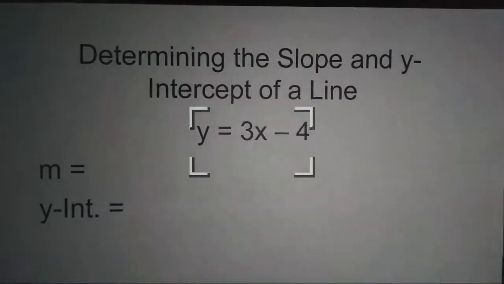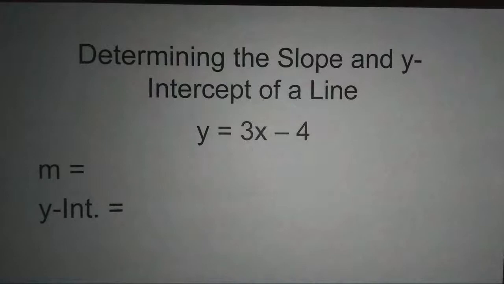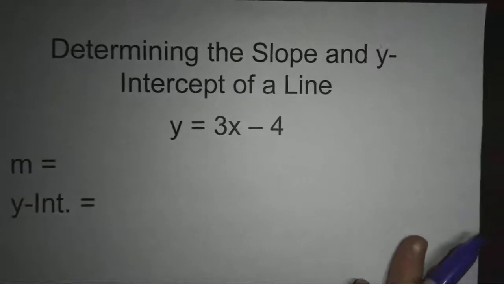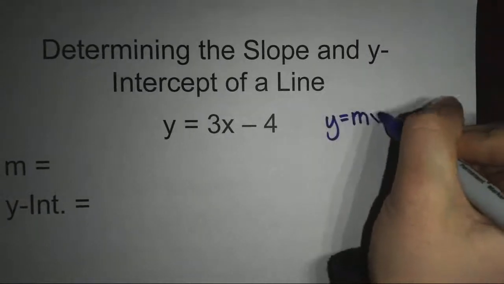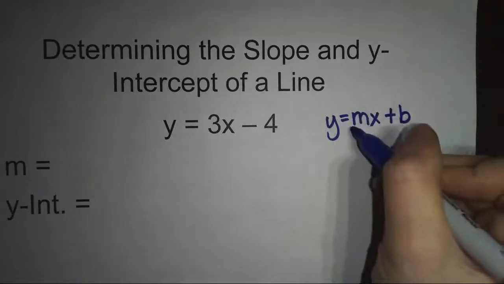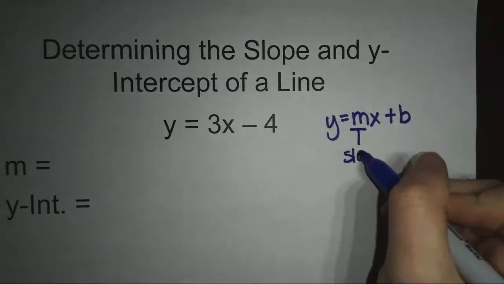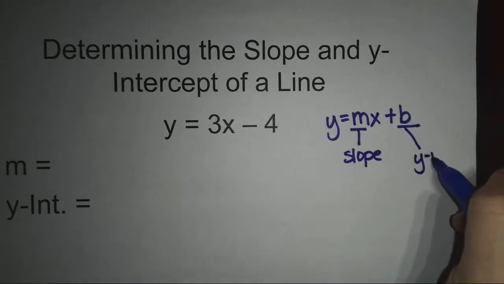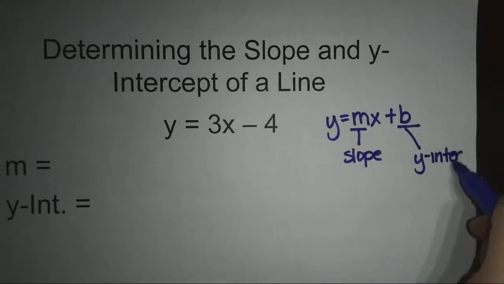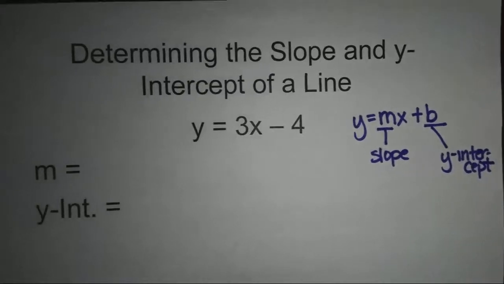Here, we're going to use the slope-intercept form of an equation to determine the slope and the y-intercept of a line. So here we have this equation, y equals 3x minus 4. Now, remember that our slope-intercept form was y equals mx plus b. m was our slope, and b was our y-intercept. So we need to locate both of these things.